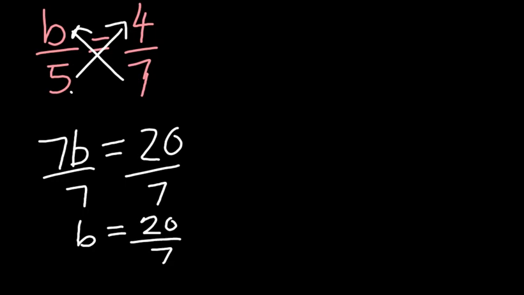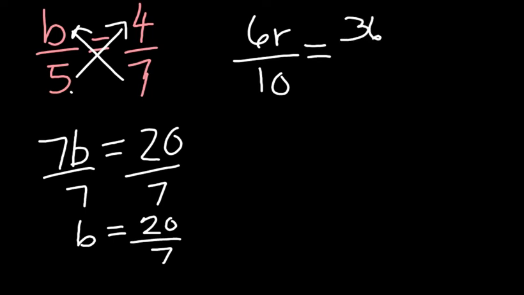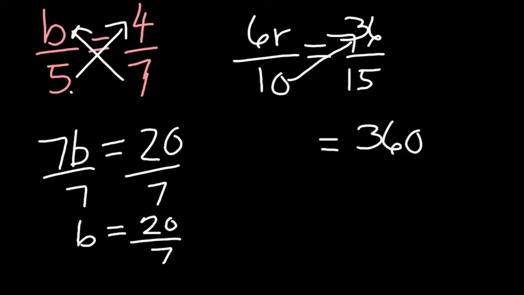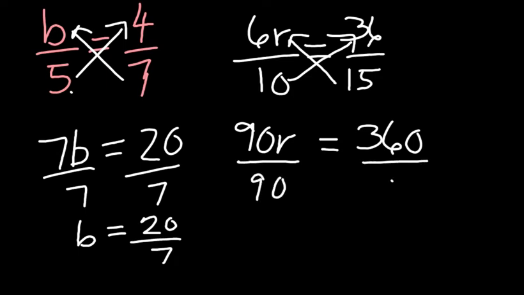Let's try another one. How about 6r over 10 equals 36 over 15. We have to cross multiply up. 10 times 36, that's 360. 15 times 6r is going to be 90r. Now, divide by 90, divide by 90, and r equals 4.